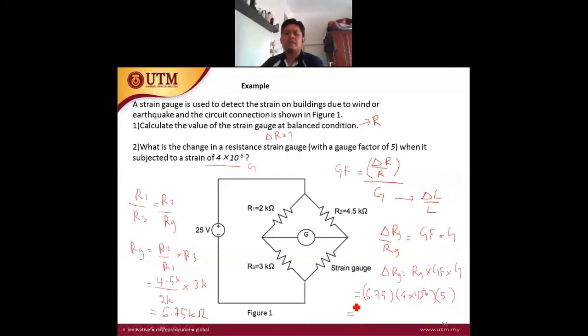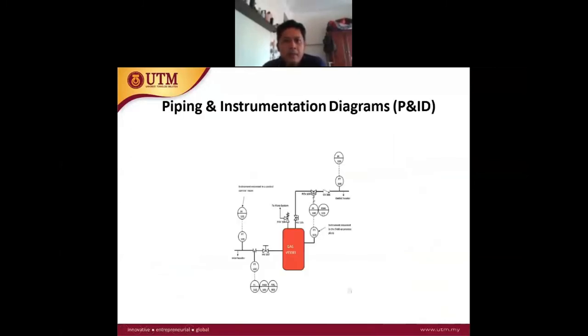So the change of resistance is supposed to be 135 multiplied with 10 to the power of negative 6, or 0.136 milliohm. This is what I got.